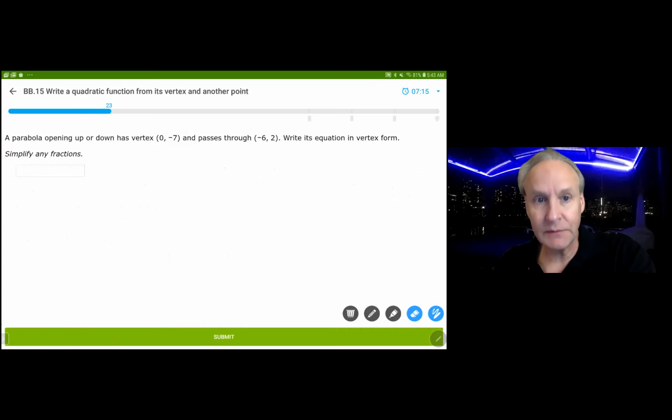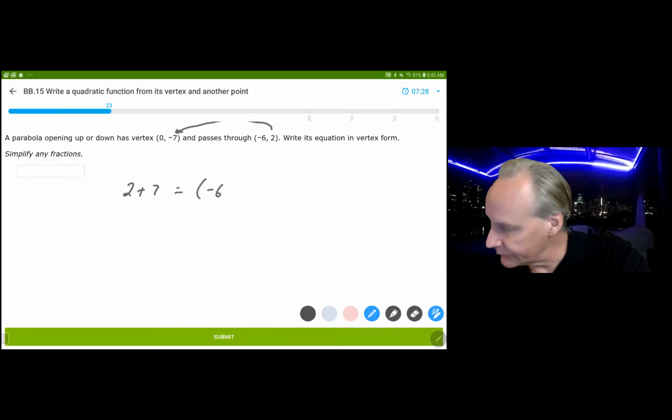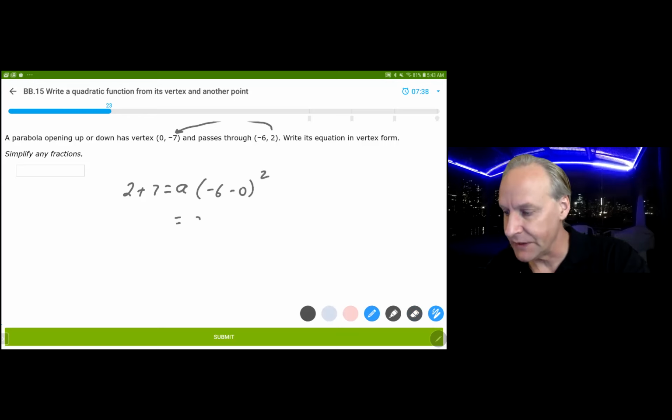So I'm subtracting my y's. That's 2, careful. Remember, I'm subtracting a -7. So that means that we've got 2 plus 7 is equal to -6. Oh, I got to put my a in front here. I want to make sure it's clear. I'll call it a instead of m. It doesn't matter though. -6 minus 0 squared. So that's going to be a times 36 is equal to 9. We're dividing by 36, and we get a equals 1/4.